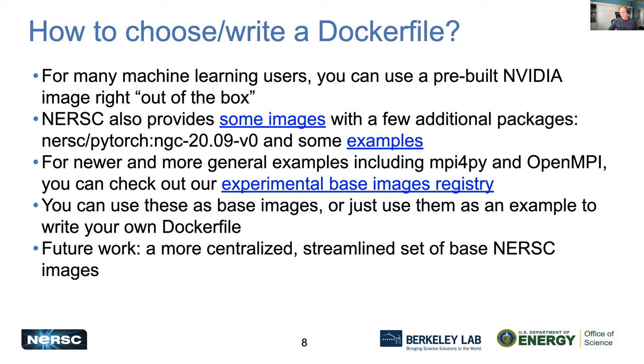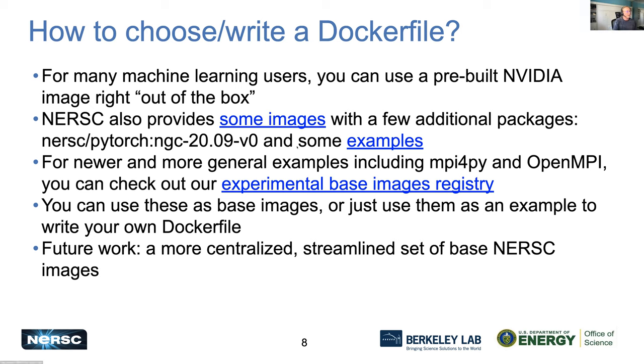So how do you choose what image to start from, or how do you write this Dockerfile? For a lot of machine learning users, you can start with what NVIDIA provides, which is really great. Especially for deep learning users, containers are awesome. They should work, I think, for the most part, right out of the box. NERSC provides some images that have a little bit of additional stuff inside of them, like h5py. Maybe they'll discuss that in the upcoming deep learning talk, but they'll give you a little bit of extra utilities.